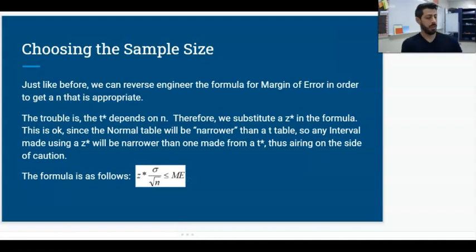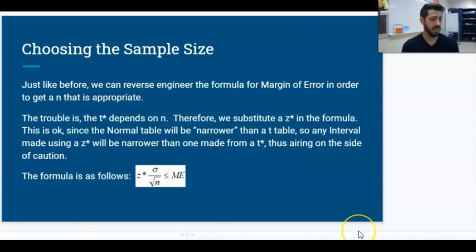Now, last point of order, choosing a sample size. Just like before, when we're making confidence intervals, a lot of times we'll be asked to select a sample size that will give us a confidence interval with a significantly small margin of error, right? So just like before, we can reverse engineer the margin of error in order to get an n that's appropriate. The trouble is that the critical t depends on n, right? Before, we would look at the sample size to determine which critical t we're going to use. Now we don't have that option.